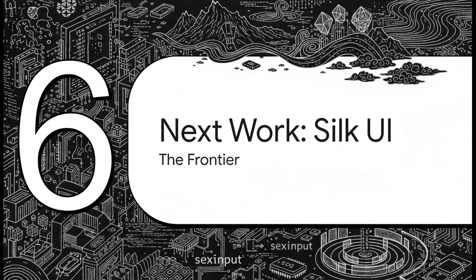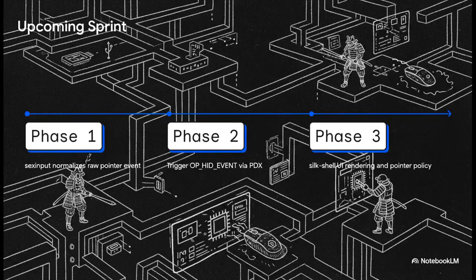And finally, Section 6, the frontier, where we're heading next with the Silk UI. With the capability milestone officially locked in, our immediate next work shifts focus from the hardware boundary up to the user interface boundary. We need sexinput to normalize that raw pointer event, trigger an OP_HID event, and route it straight via PDX to Silk Shell. From there, Silk Shell takes over to prove out our pointer policy and UI rendering, really validating those click, focus, and drag mechanics. And of course, we have to pull all of this off without violating a single one of our established MPK architectural rules.